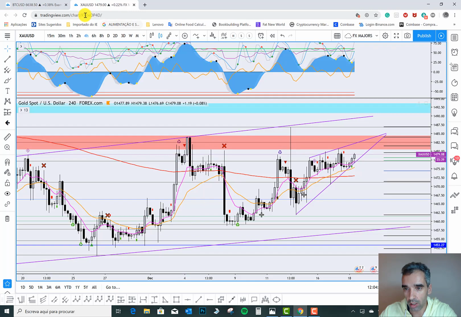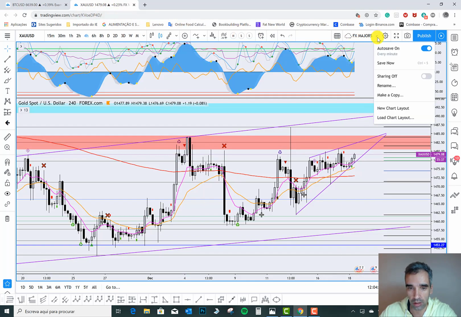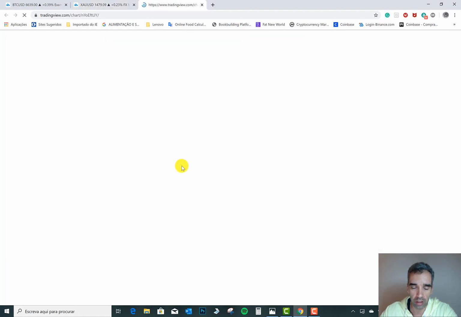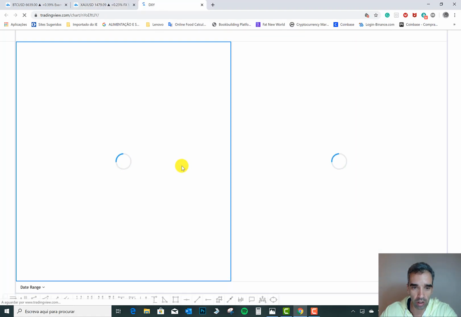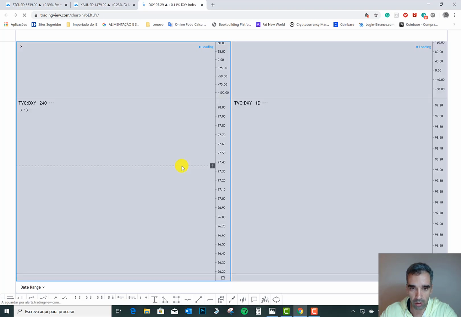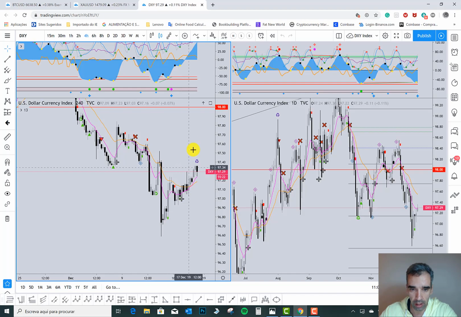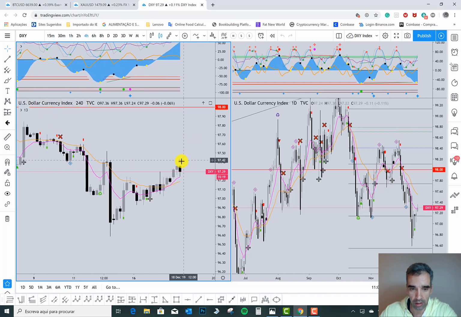I can show you another chart here to show this is working. Dollar index, for example. I can show you the dollar index where this tool is working perfectly as well. You see, showing here lack of strength of the dollar on the 4 hours. With the index crossing down, what's going to happen? All the pairs against the dollar will go up, all the pairs from the dollar will come down.